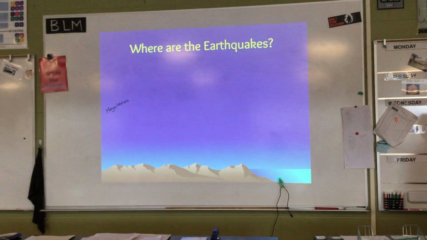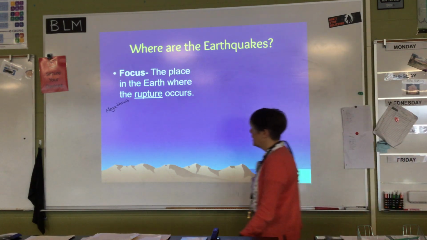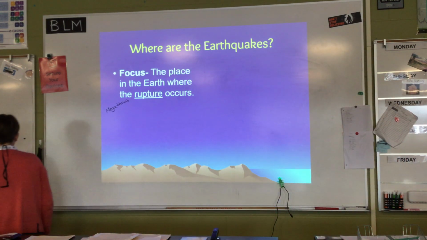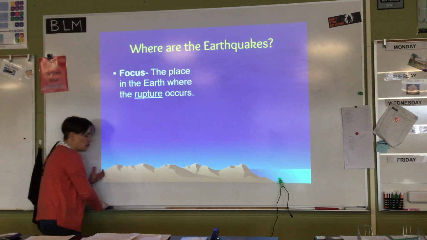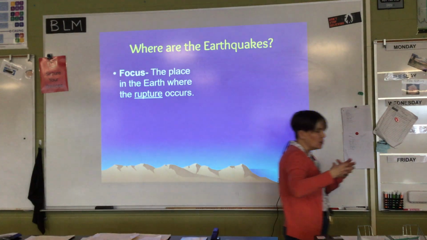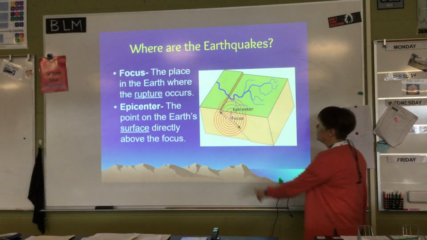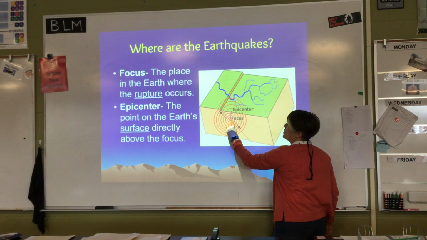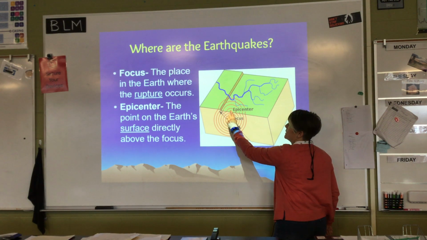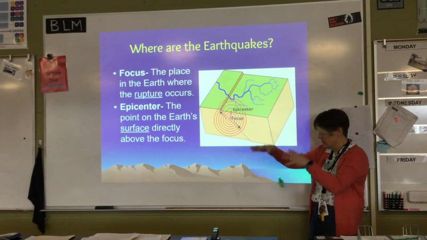All right, so let's talk about focus and epicenter. Focus is the place under the ground that the actual rupture of the rock happens. It's the location of the earthquake. It would be right here in this picture. Underground, this is where the break happened. The epicenter is the location right above it on the crust, on the surface of the land.